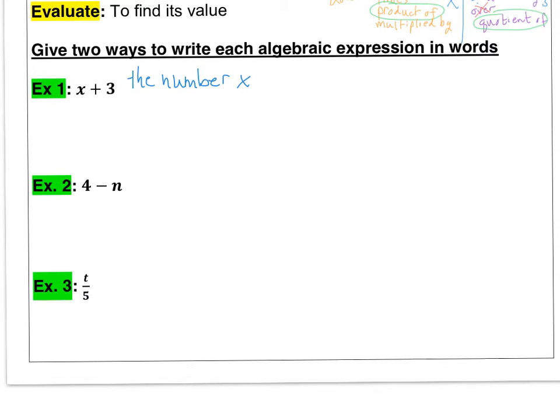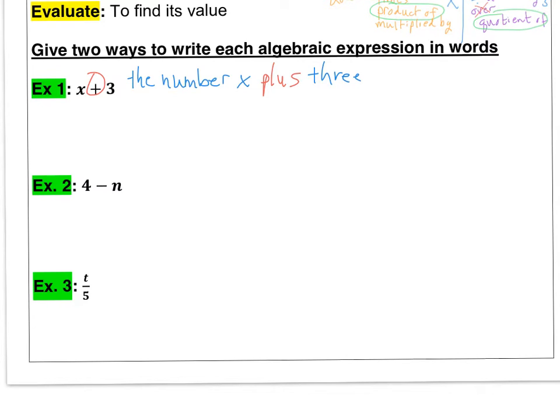And then instead of addition, you heard me say plus. So you could say plus, you could have used more than, any of the lower level words up there that you can do. So the number x plus 3. So you want to write out the number 3 because we are converting from math into words. So there's one way, the number x plus 3.